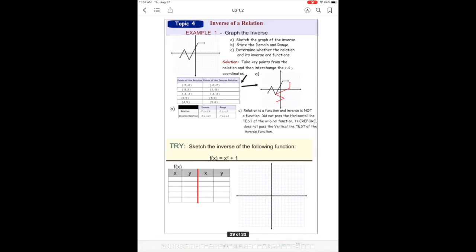So we are going to be looking at topic 4 now, and this is inverse of a relation. And just remember, inverse is one of the 3 types of reflections. There's a reflection on the x-axis, there's a reflection on the y-axis, and there's an inverse reflection, which is a reflection on y equals x.